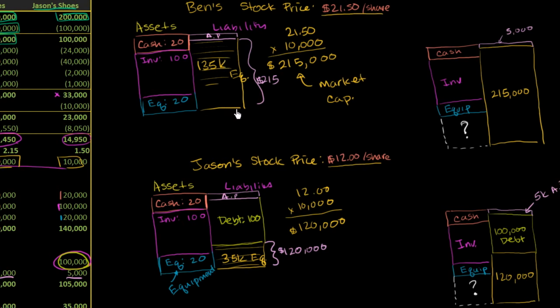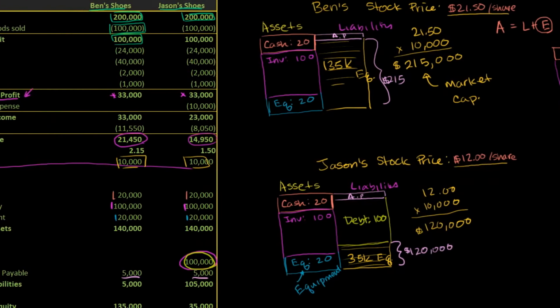What I want to do in this video is think about what that means, or how we should perceive the market's value of the assets of Ben's Shoe Company. Then we can also think about Jason's Shoe Company. So remember, assets are equal to liabilities plus shareholders' equity. So if the market value of the equity, the market capitalization for Ben's Shoe Company, is $215,000, that's the equity part right over here. And the only liability that Ben's Shoe Company had was this $5,000 in accounts payable.